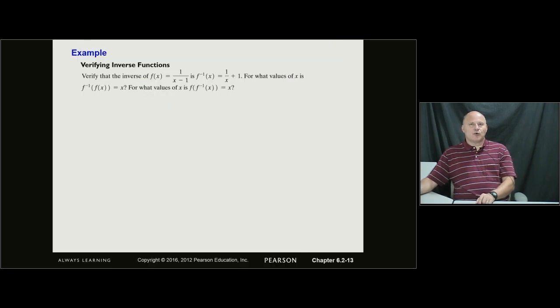So f of x is 1 over x minus 1, and f inverse of x is 1 over x plus 1. For what value of x is f inverse of f of x equal to x? So let's look at that. The domain of f is x not equal to 1, and the domain of the inverse function is x not equal to 0, because you cannot divide by 0 on the second one, and you cannot divide by 0 on the other neither, because it's going to be 1 minus 1 if you make x equal to 1.